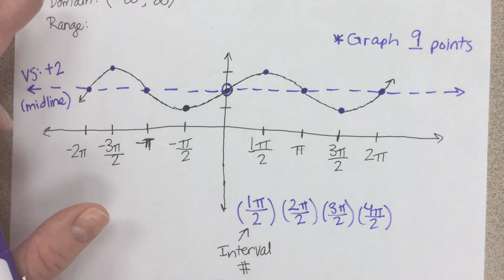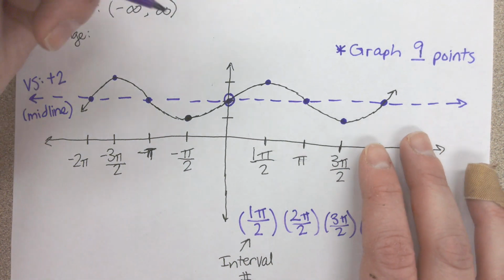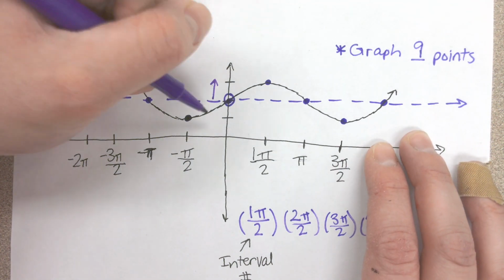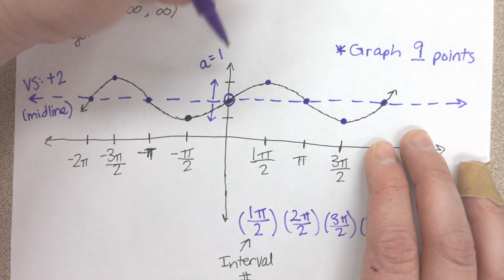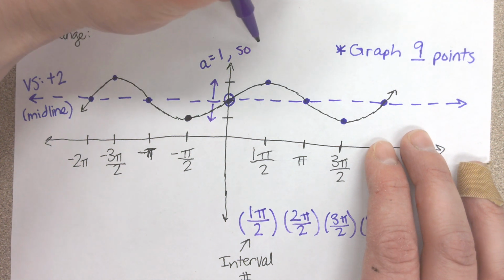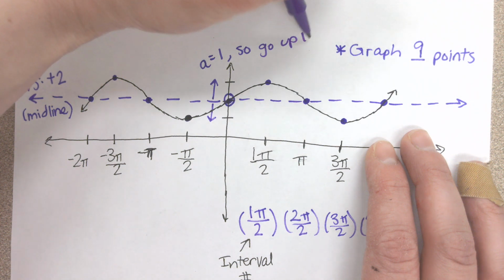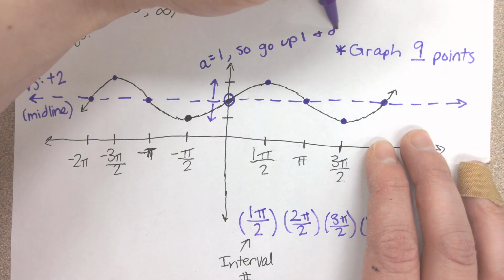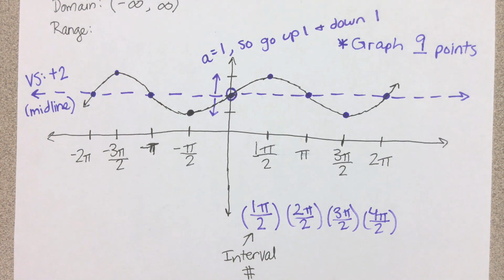One small note to add is about the amplitude now that the thing is fully graphed. A equals 1, so go up 1 and down 1. It's the most straightforward way I can put it.